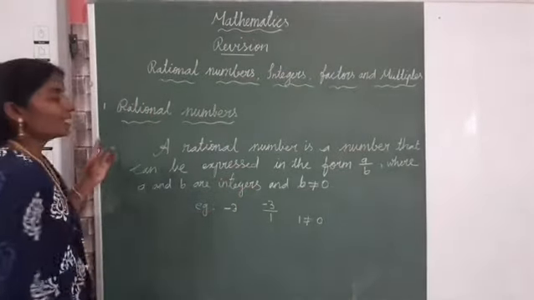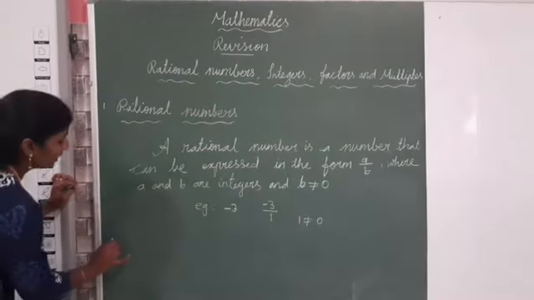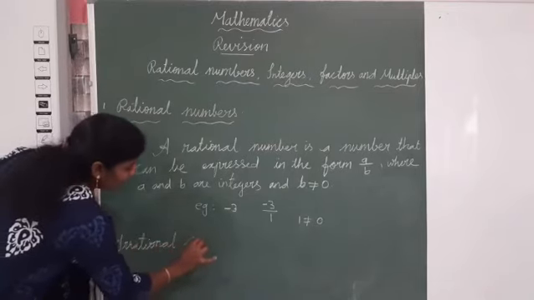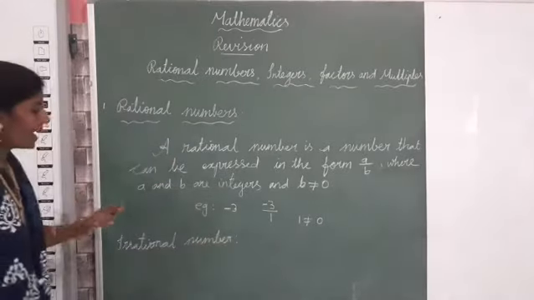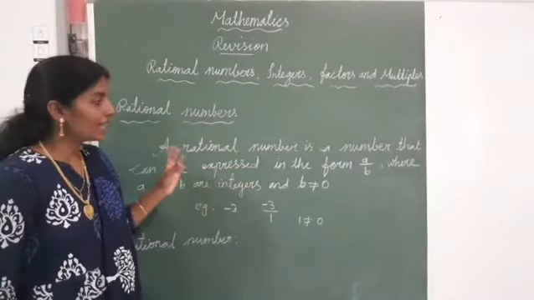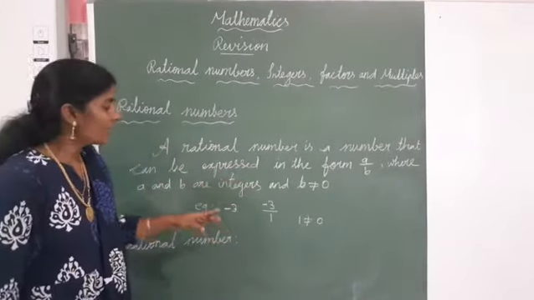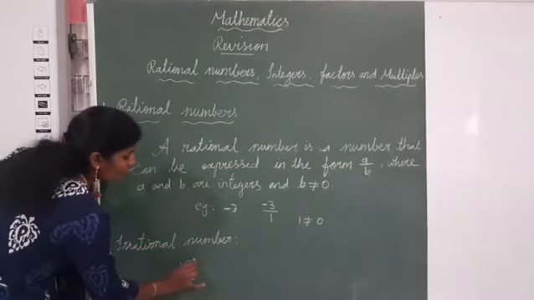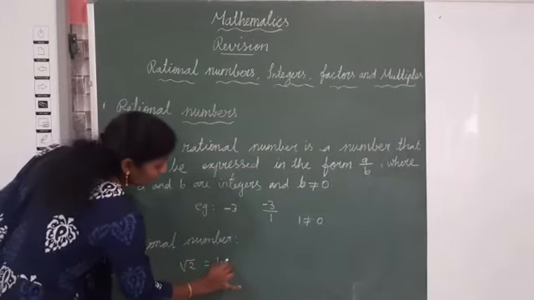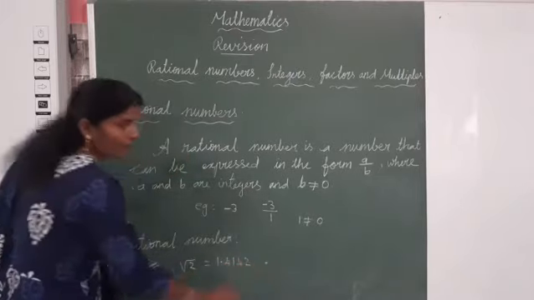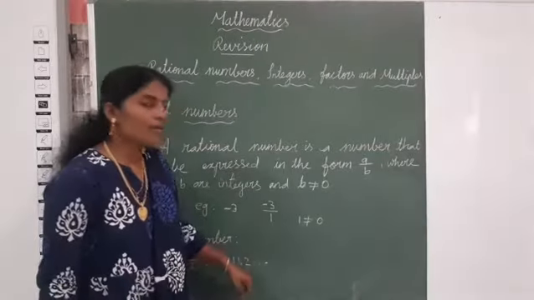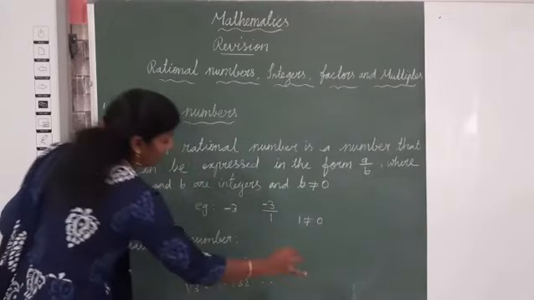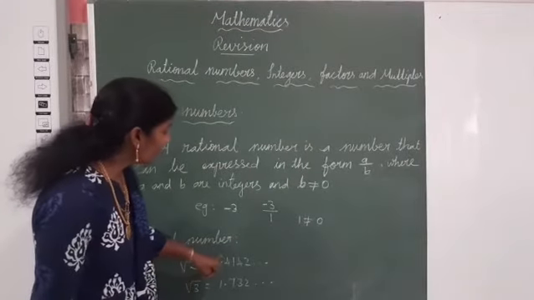Okay. Now what is irrational number? Can you say what is irrational number? An irrational number is a number that cannot be expressed in the form a by b. We can't write a by b form. So those numbers are called irrational numbers. For example, root 2, 1.4142, etc. Now root 3 is equal to 1.732, etc.